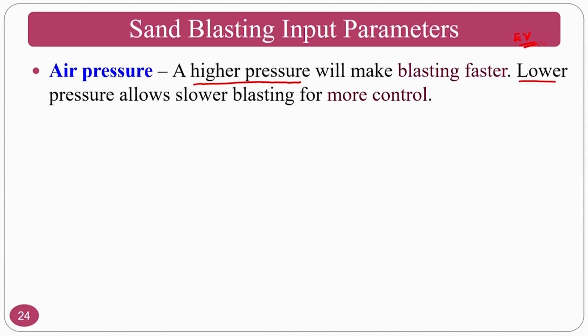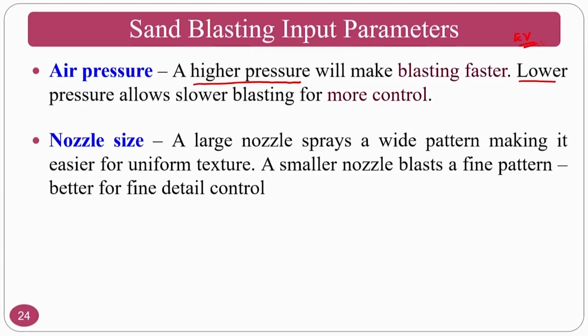If I want to remove more material from the surface, or if I want to delaminate a particular layer, you have to go for higher air pressures. If you want to have a controlled surface, then you have to go for medium or low levels of air pressure. Now the nozzle size: a larger nozzle sprays a wide pattern, making it easier to get uniform texture.